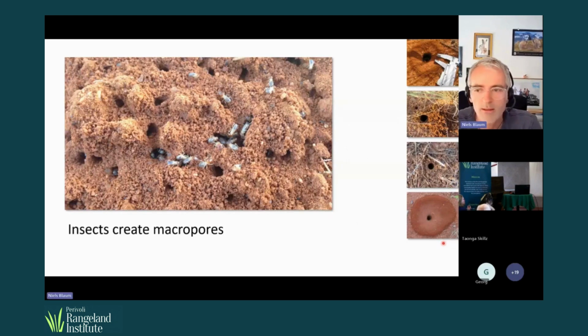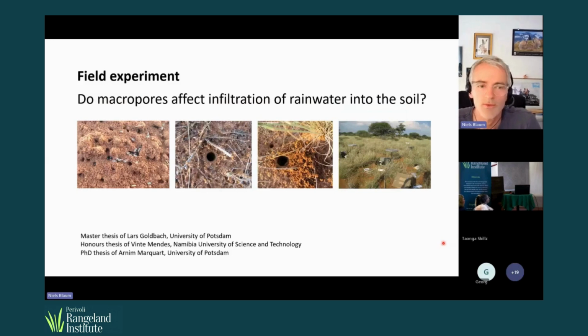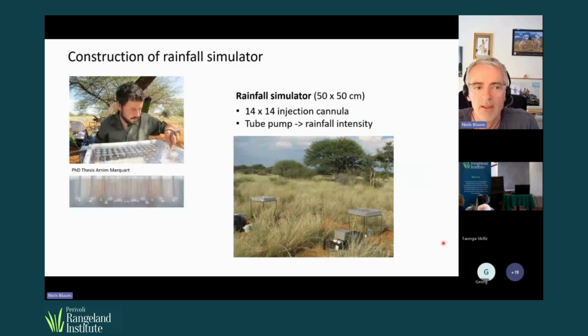One important function that many insect species are doing is that they create macropores in the soil. Macropores, or biological macropores, are basically holes in the soil. They can be quite deep, up to 80 centimeters deep. They have different circumferences, but we suspected these macropores to help explain the pattern that we observed. So what we did was a field experiment, and we're asking, do macropores affect infiltration of rainwater into the soil? Many students from Namibia and Germany worked on this topic, and I show you just some examples.